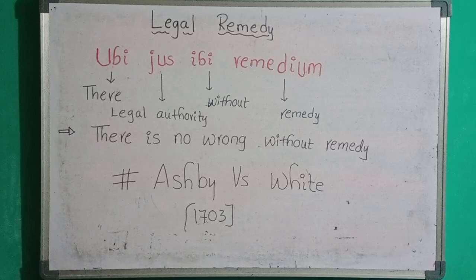To understand this, there is a maxim: ubi jus ibi remedium. There is no wrong without remedy. This maxim means that where there is a right, there is a remedy. That is to say, whenever a right is violated, the person whose right has been infringed has a remedy against the person who has violated it.